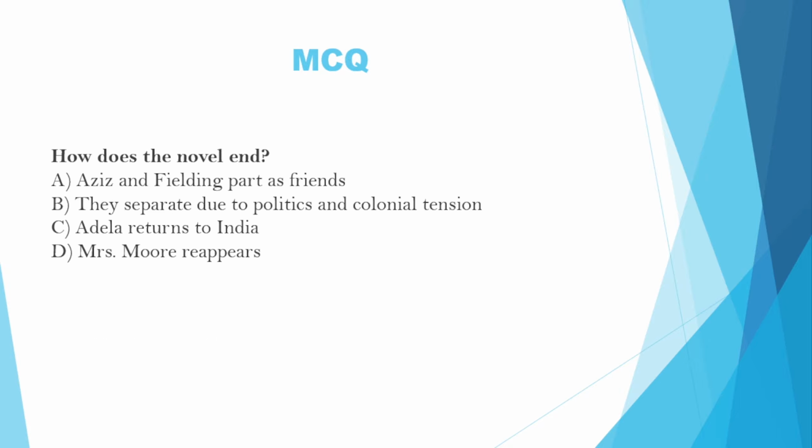Next question is, how does the novel end? Option A Aziz and Fielding part as friends, option B they separate due to politics and colonial tension, option C Adela returns to India, option D Mrs. Moore reappears. The correct answer is B, they separate due to politics and colonial tension.